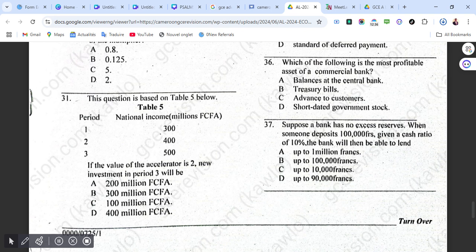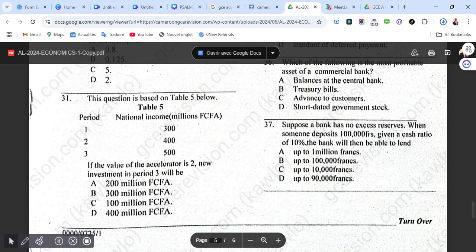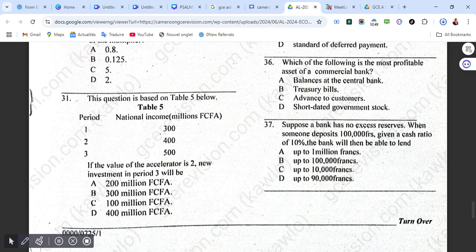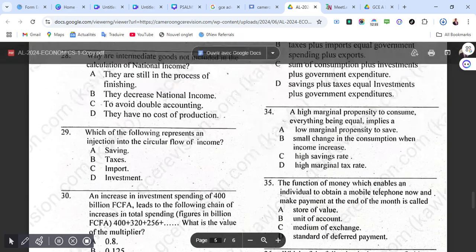This question is based on table 5 below. So here is the table. Then they ask us, if the value of the accelerator is 2, this is it here, new investment in period 3 will be... answer 31 is D, which will be 400 million francs.